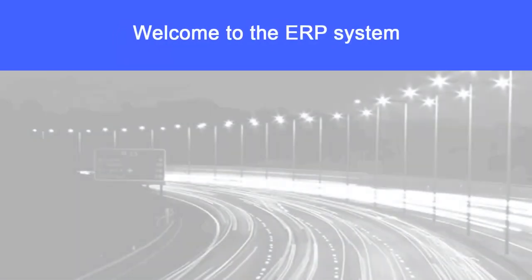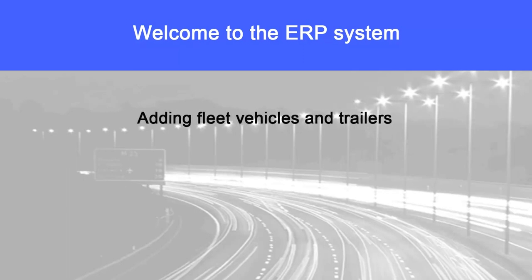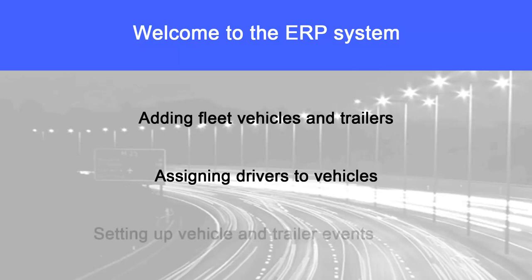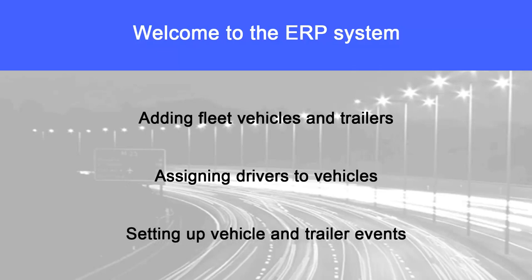Welcome to the next in this series of videos looking at how to use the ERP system. In this video, we'll look at fleet management, how to add vehicles and trailers, how to assign vehicle drivers so that the system automatically allocates vehicles to jobs, and how to set up vehicle and trailer events so that the system prompts you when MOTs, insurance inspections, and other events are due.